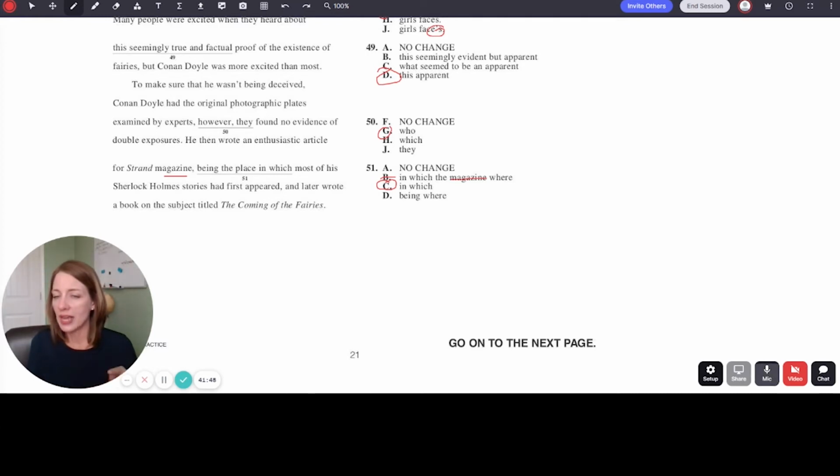He then wrote an enthusiastic article for Strand Magazine, in which most of his Sherlock Holmes stories had first appeared, and later wrote a book on the subject, The Coming of the Fairies.